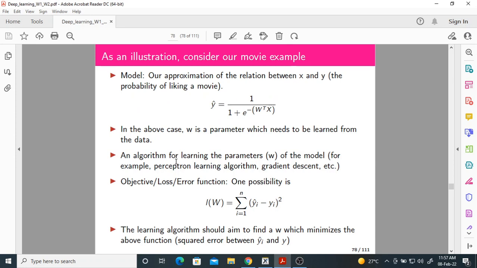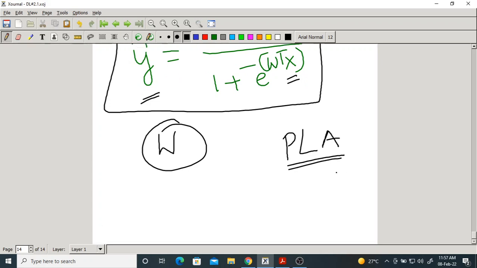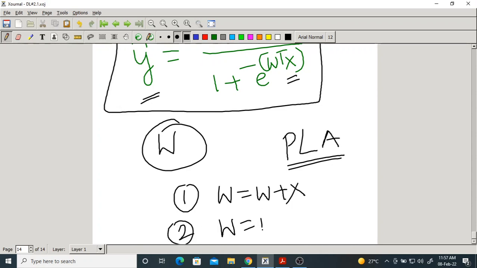Okay. Now obviously for learning weights, we go for an algorithm. Already we have discussed the Perceptron learning algorithm, where we have learned the weights. How? Based upon errors, if you remember properly. So for case 1, we have updated the weights as w equal to w plus x. For case 2, w equal to w minus x. This is called learning weights. Is it clear? Okay. So this is called the Perceptron learning algorithm.